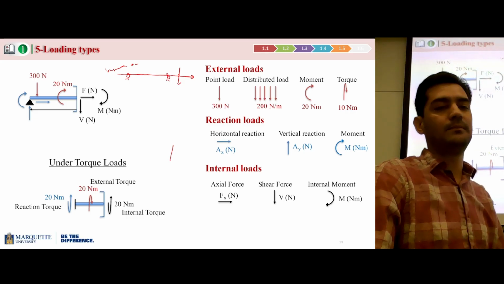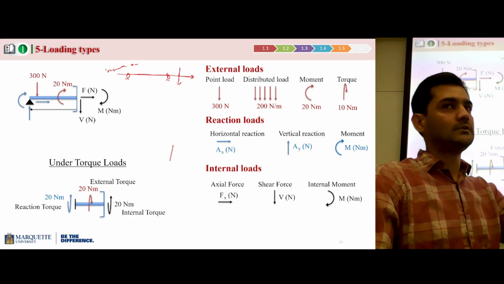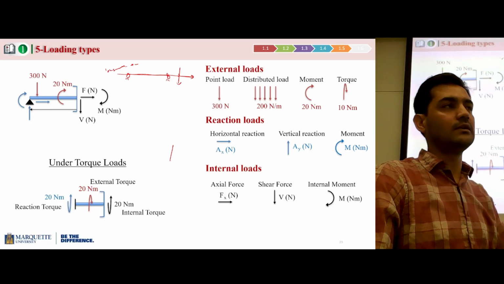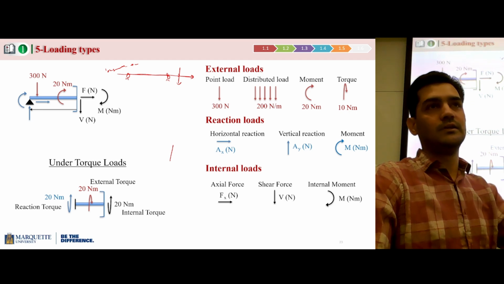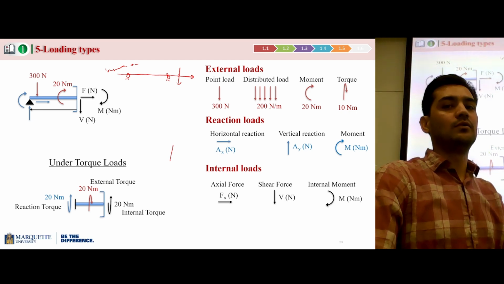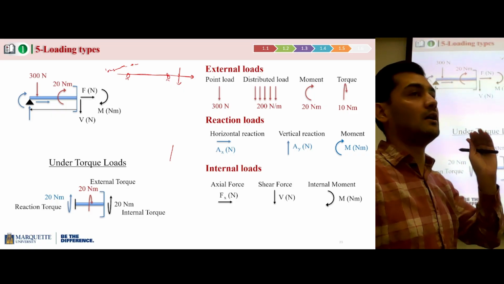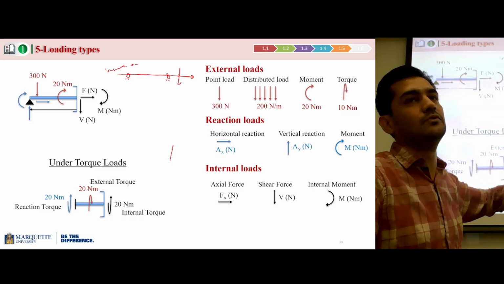So that's the standard practice. You're going to draw a free body diagram, see what the external loads are, then calculate the reactions, and after calculating the reactions, you're going to cut a section, expose internal loads, and use equilibrium equations and a couple of other things to calculate the internal loads. So these are the three things which are important, and that's the standard practice in this course. We're going to be using this a lot.